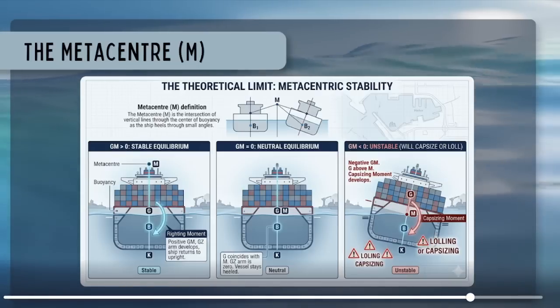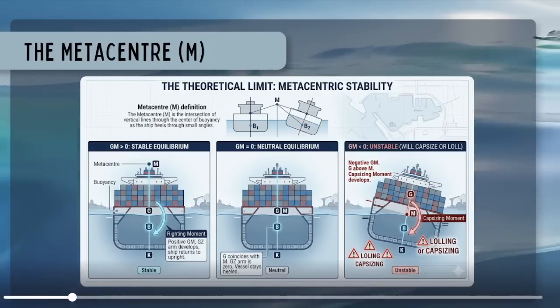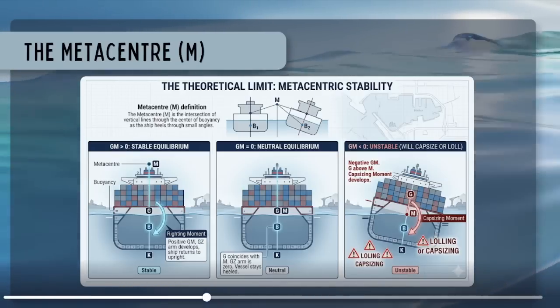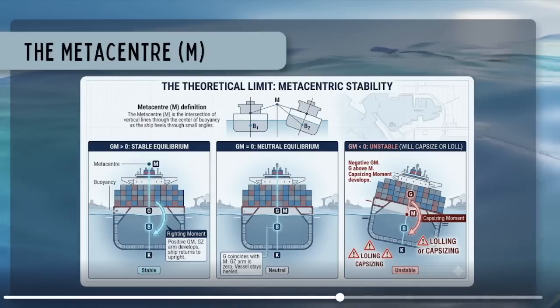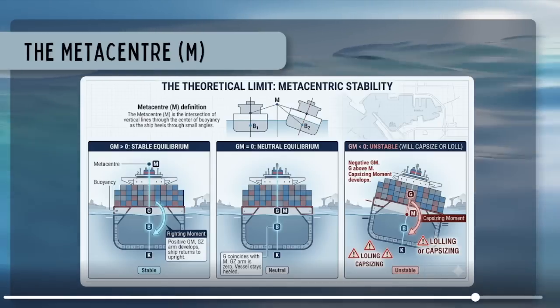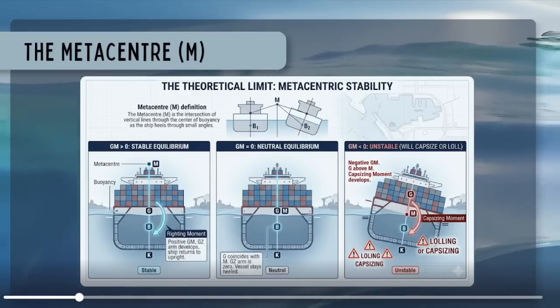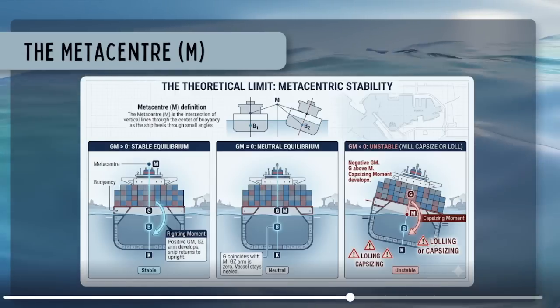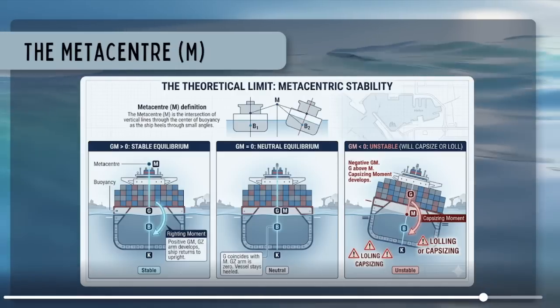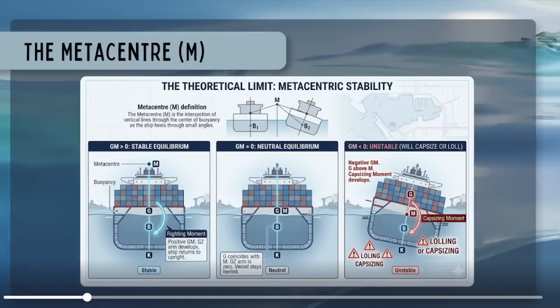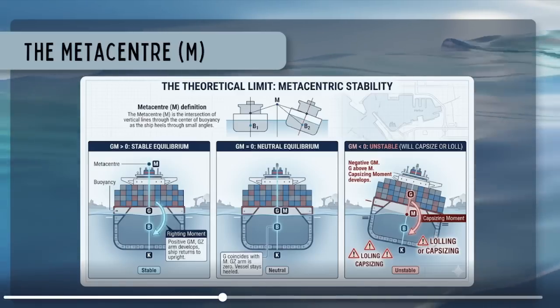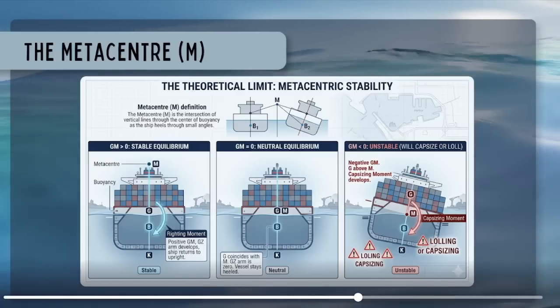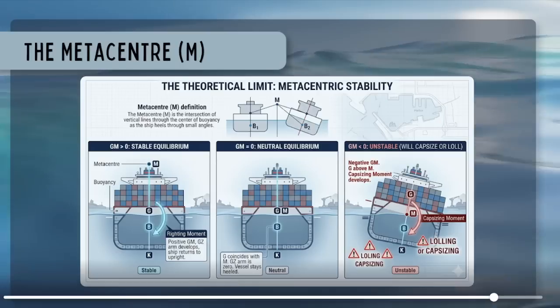So we have here now what we call the metacentre. The metacentre, this is the ship, is the intersection point of the vertical line passing through the new center of buoyancy, and the original vertical center line, when the ship is heeled to a small angle.